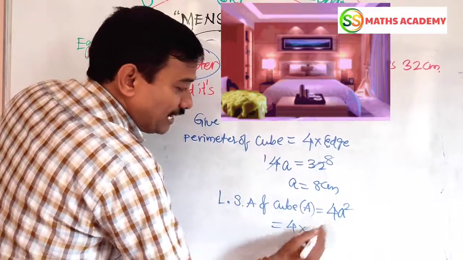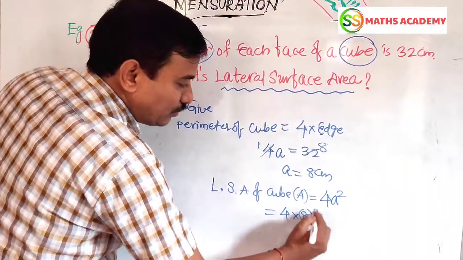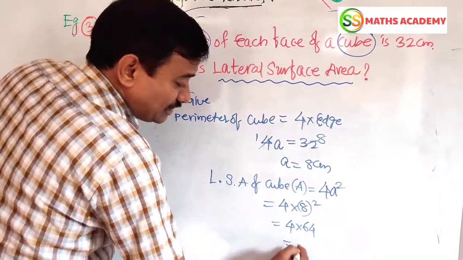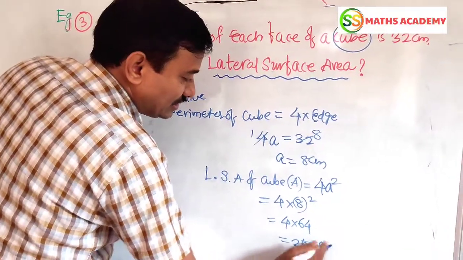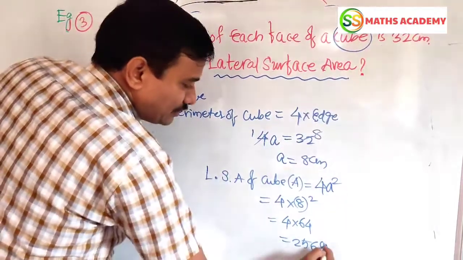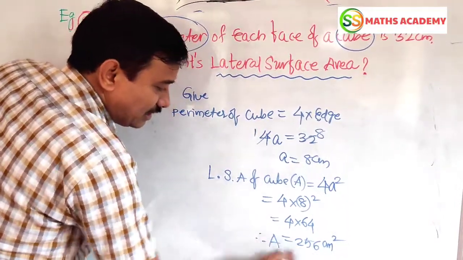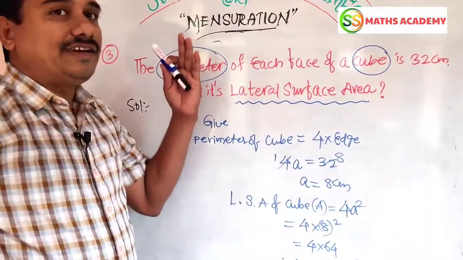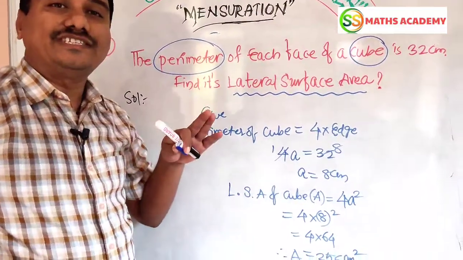Chalo, 4 a wall, you already we got it, no? 8 whole square. You know very well, 8 square means 8 is 64. Now 64 into 4, 256. Now what is the measurement? Centimeter. So centimeter square. This is the lateral surface area of a cube. When perimeter is given, we have to find lateral surface area.